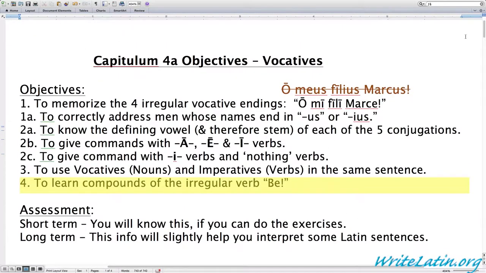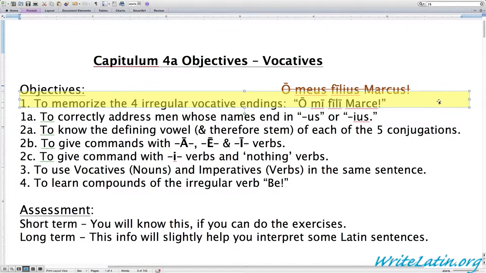All right, so let's go back and see if we have accomplished our objectives. Number 1, to memorize the 4 irregular vocative endings. O mi fili Marce, O my son Marcus. You just remember that, you'll know them all. 2 of them refer to males' names, or really second declension names, which are almost all male. In fact, I don't know one that isn't male. Us becomes e, ius becomes i.